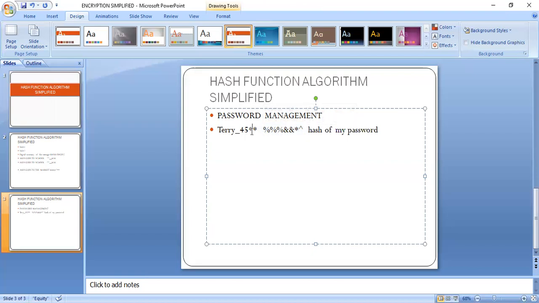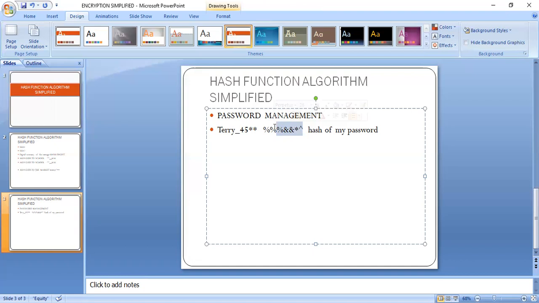So let's assume you have already created the password. Every time you try to log in with the password, what the system actually does is that whatever you type, it hashes it and compares the hash of the password you just typed with the stored hash. So if they are the same, it gives you access. If they are not the same, it tells you that either the user ID or password is incorrect.